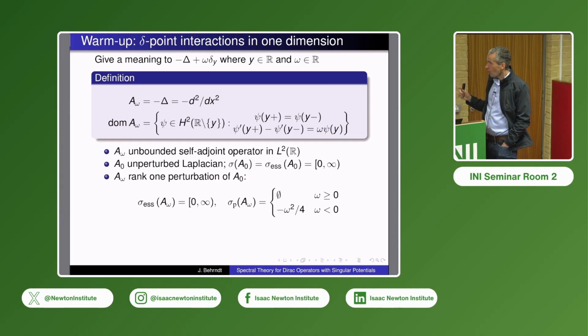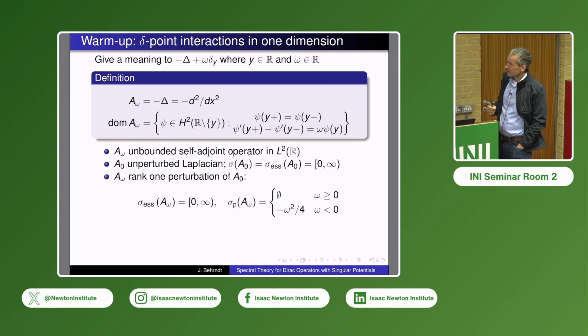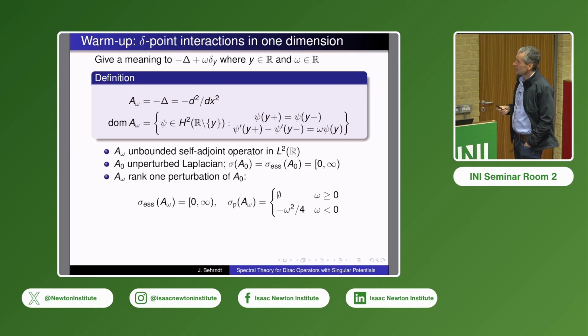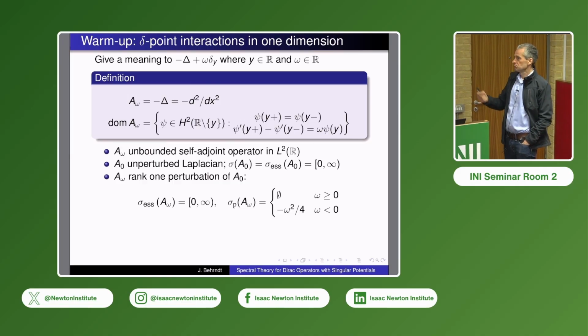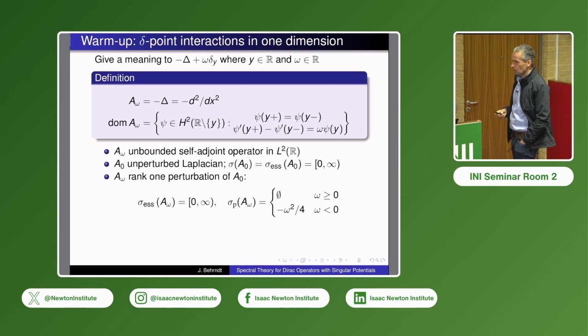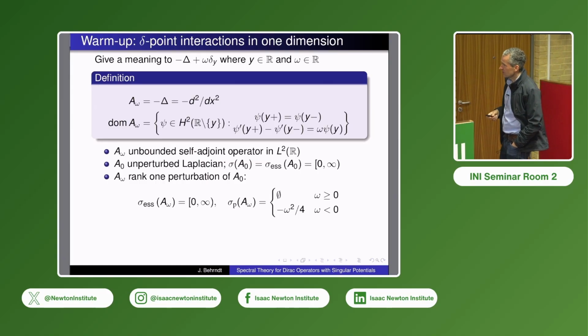So if you perturb the free Laplacian, then of course the continuous spectrum remains the same. It's a rank 1 perturbation. And then you can just compute. If this omega is negative, there appears one negative eigenvalue located at minus omega squared over 4. Otherwise, the operator is non-negative.